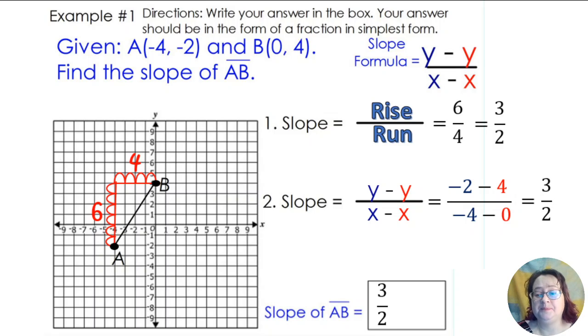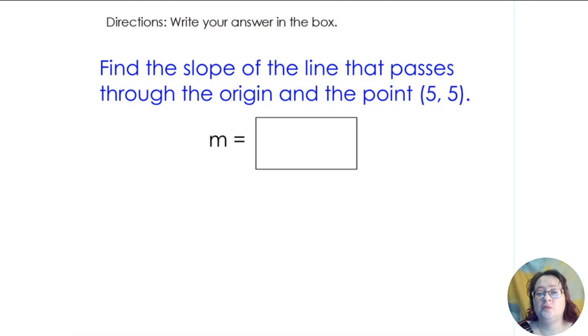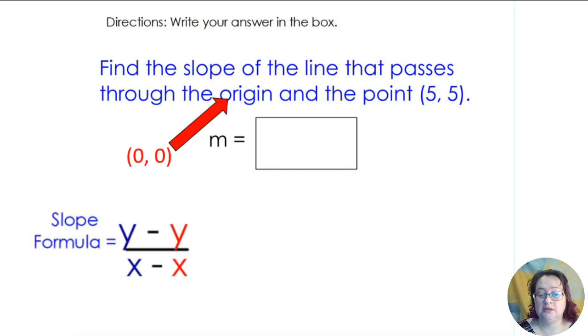Let's try another one. Find the slope of the line that passes through the origin and the point 5, 5. Now, we have to remember the origin is 0, 0. So we're going to use our slope formula, y minus y over x minus x. Remember, yourself over your x. And then I replace those with the numbers from my point. So I have 5 minus 0 over 5 minus 0. Plug it into Desmos, and I get 1.